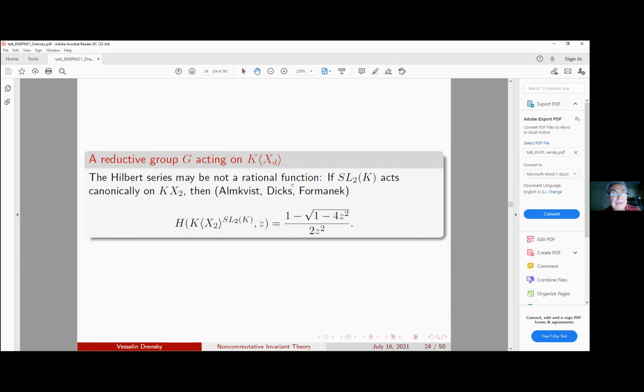And if you have a reductive group, then the Hilbert series may not be a rational function. For example, even in the simplest case, we have SL2 acting on a two-dimensional vector space, then the Hilbert series is some quadratic function. Not quadratic, but you have square roots here.